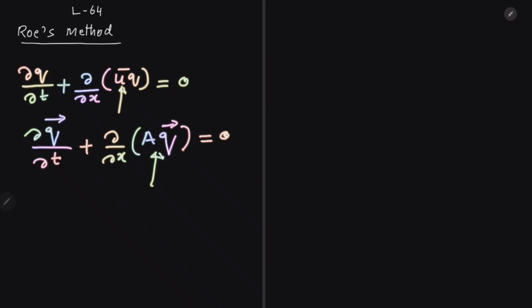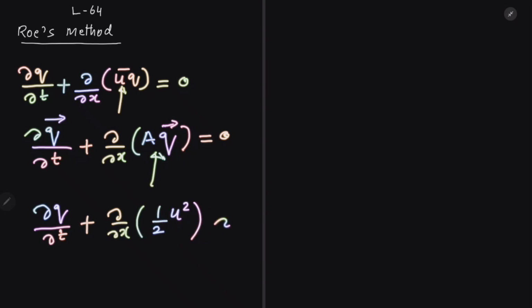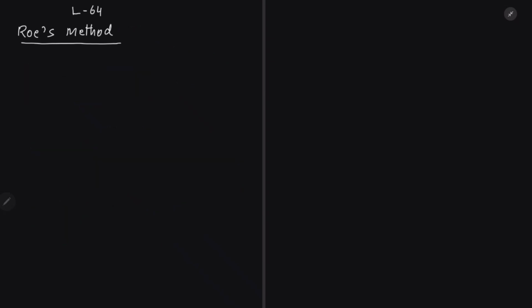But Roe's method and any other method are very useful for the nonlinear problem as well. For example, if we have an inviscid Burgers' equation, which can be written with 1 by 2 u square, equal to 0. Our aim is to find a method which solves the nonlinear scalar equation and nonlinear vector equation. So we start with the advection equation.